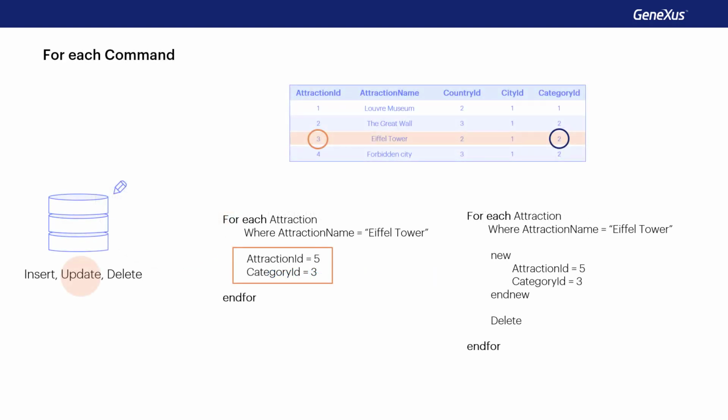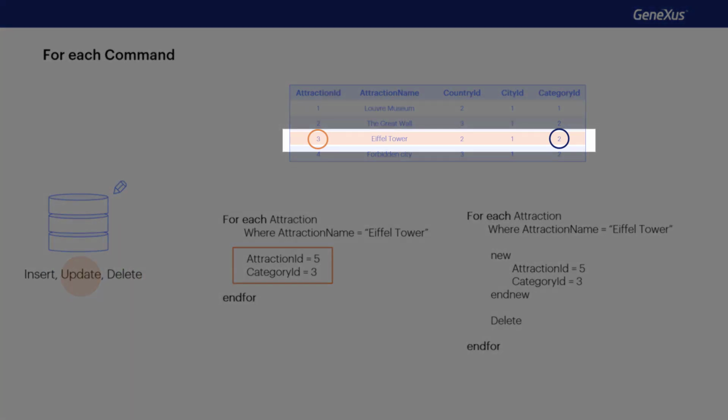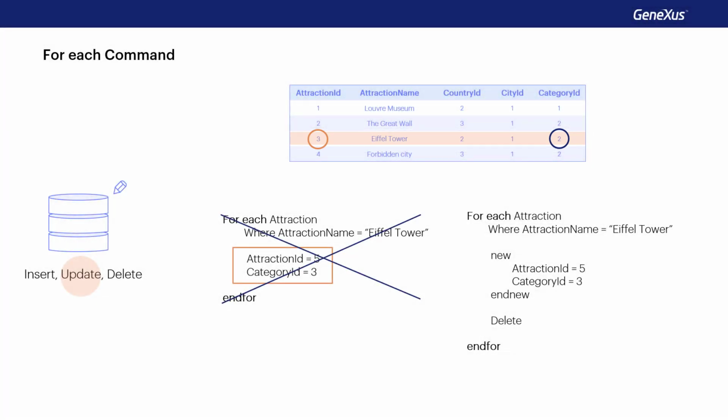In the video on updating with for each in a procedure, we saw a case in which we needed to modify the value of the primary key of a record, for which we had to create a new one with the new key value and delete the old one.